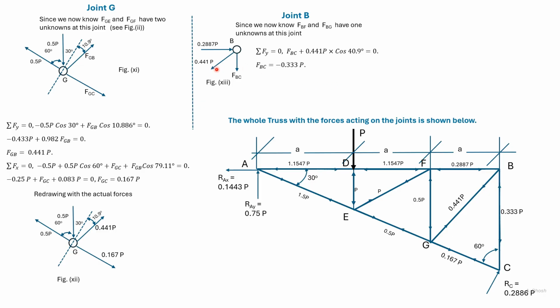So we know this force and this force cos 40.9, which is the angle here, plus FBC would be equal to 0, from which we get FBC. FBC acts towards the joint. One should note that in this diagram, these arrows show the forces on the joints. So they don't show the forces acting on the bars. These are the forces on the bars.